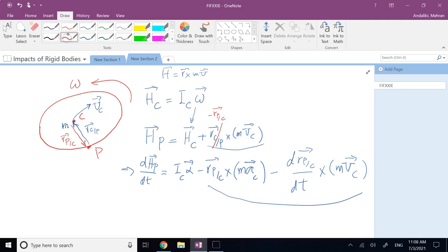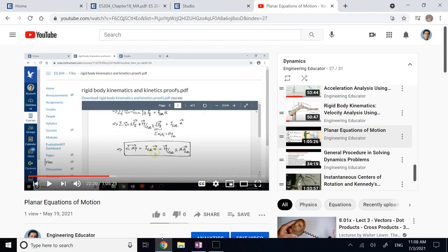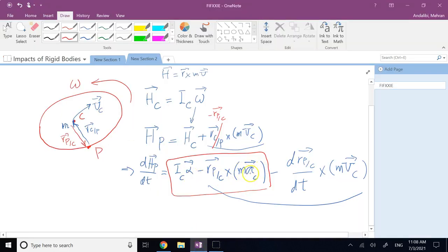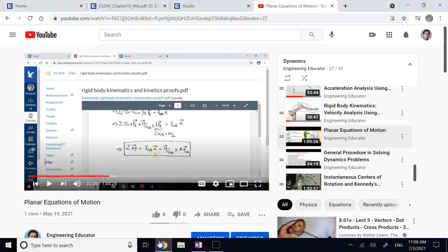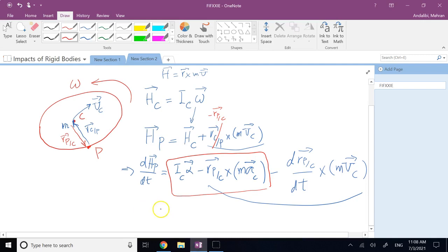If you look at this part up to here, this is exactly what we had in that formula: I about CM alpha minus r of P with respect to CM cross m a_CM. This is exactly that. So if this term is 0, then this guy here, based on that formula, should be equal to what? The sum of the moments about P. So this one should be equal to the sum of the moments about P. The only question is, what is this guy?